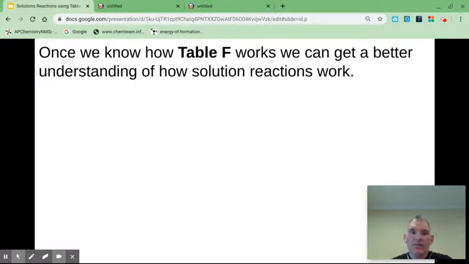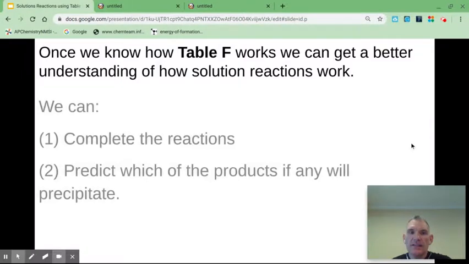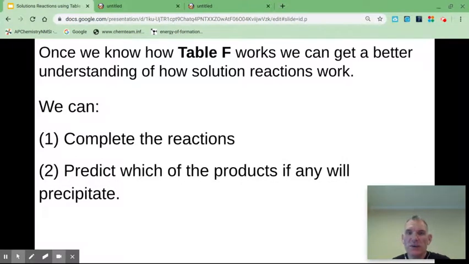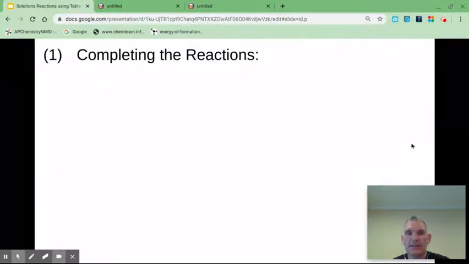Once we know how table F works, we can get a better understanding of how solution reactions work as well. This is because once we know how table F works, we can complete reactions and we can predict which of the products, if any, will precipitate. So first we have to complete the reaction, then we have to predict if the products are going to precipitate. This incorporates a lot of chemistry.